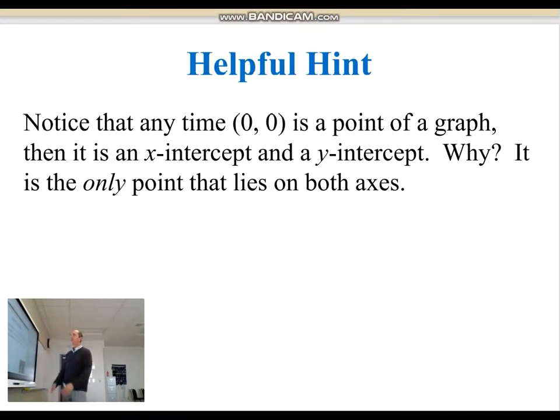So another helpful hint about that. Notice that anytime x equals 0, y equals 0 is a point of a graph, then it is an x-intercept and y-intercept at the same time, on the same point. Why? It is the only point that lies on both axes. So if the graph passes through this point, it is both the x-intercept and y-intercept in one point.